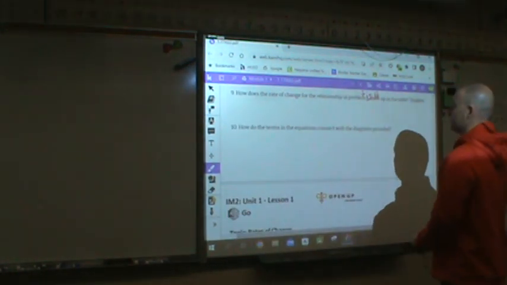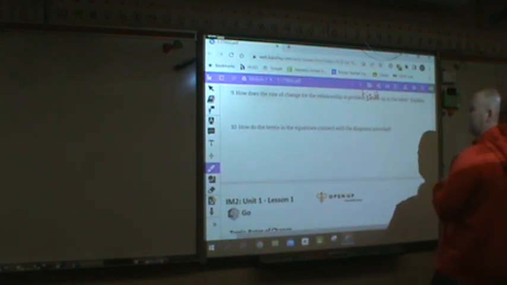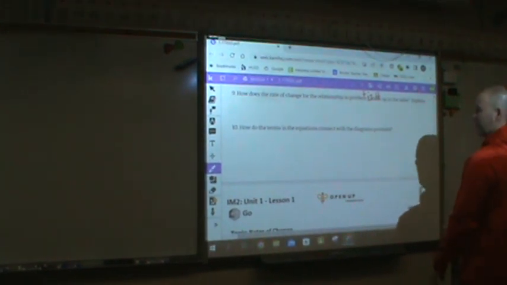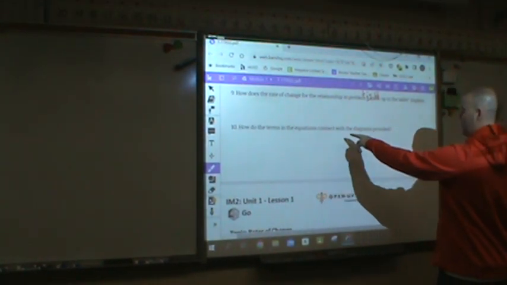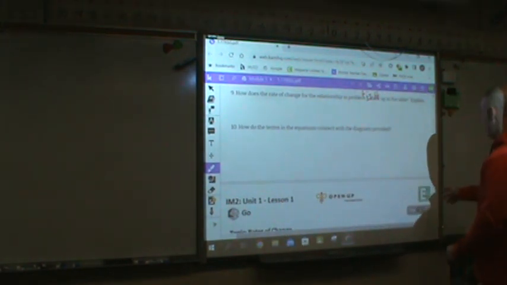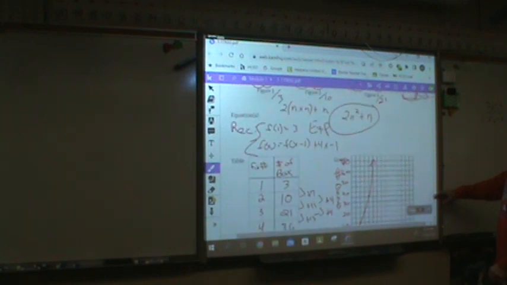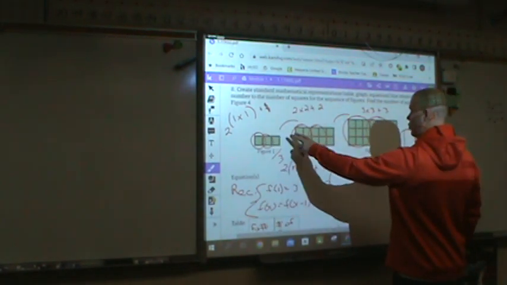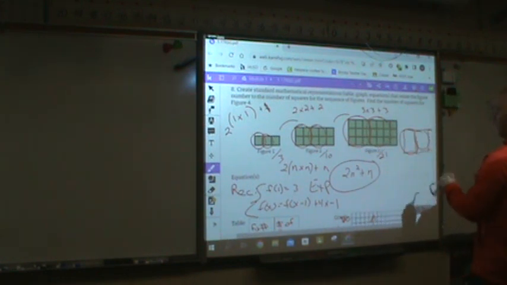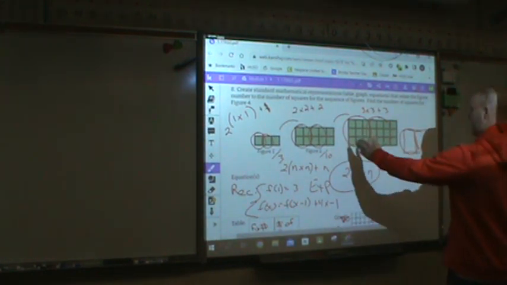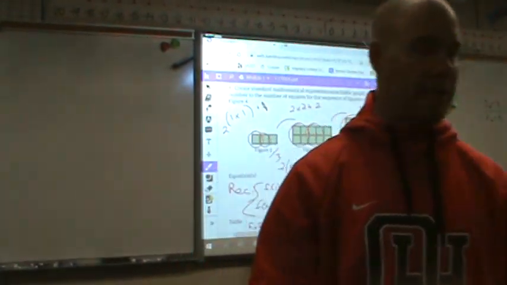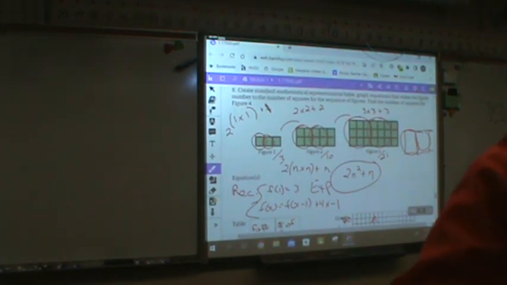Sum this up real quick. How does the rate of change of the relationship and the problem show up in the table? You should be able to explain that. Okay? I'm not going to write it down, but if you're paying attention to the video, it's second differences. And how do the terms and the equations connect with the diagrams? Basically, again, put this in your own words. The terms and the equations connect with the diagrams because I am basically grouping it in areas of perfect squares. There's 2 perfect squares plus the figure number, or there's extra added on, which happens to be the number of the figures. So however you word that in your sentence, make sure you get that filled in.